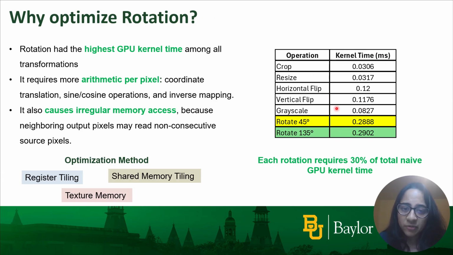There are two main reasons for this. First, rotation requires more arithmetic operations per pixel because we need coordinate translation and inverse rotation calculations. Second, rotation has an irregular memory access pattern, which means neighboring output pixels may not be consecutive pixels from the source image. In my naive implementation, rotation accounted for 30% of the total kernel time. That's why I tested 3 optimization methods: register tiling, shared memory tiling, and texture memory on rotation.